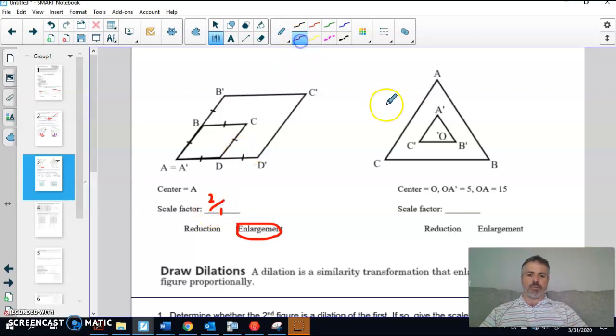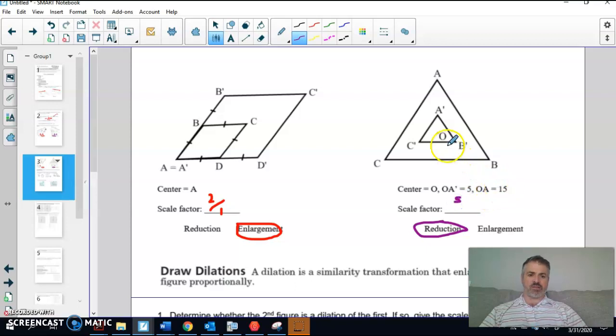Over here, again, look at the primes. The smaller images in here, so that's a reduction because it's getting smaller. And then it gives me a distance. The distance from O to A is 5. So that's the pre-image measure there. And then the O to A prime is 5. So that's from here to here. That's to the image. So that's the image measurement.